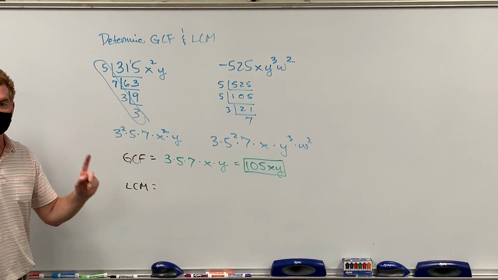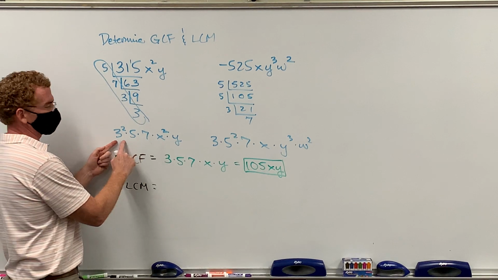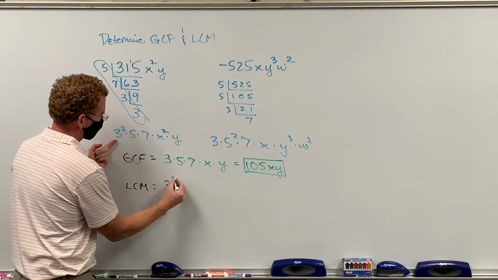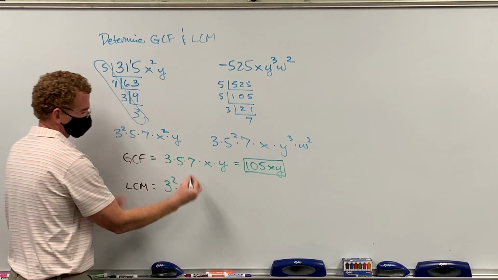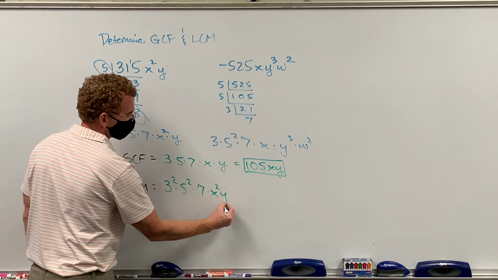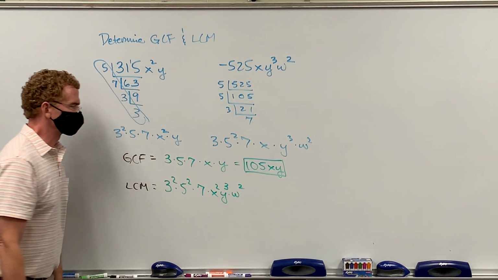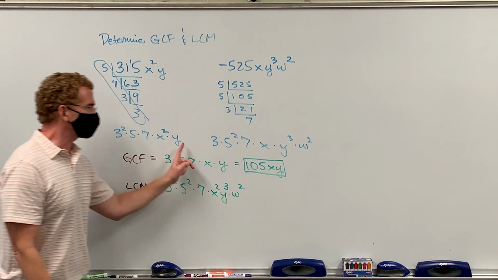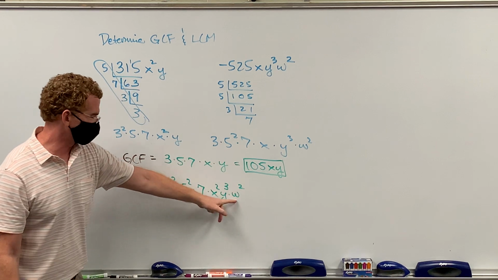For LCM, it's the highest power. So the highest power would be 3 squared and 5 squared and 7, and then x squared, y cubed, and then w squared. And if you look at this and go, but that doesn't have w's, that's true. No w's and two w's. What's the most? W squared.